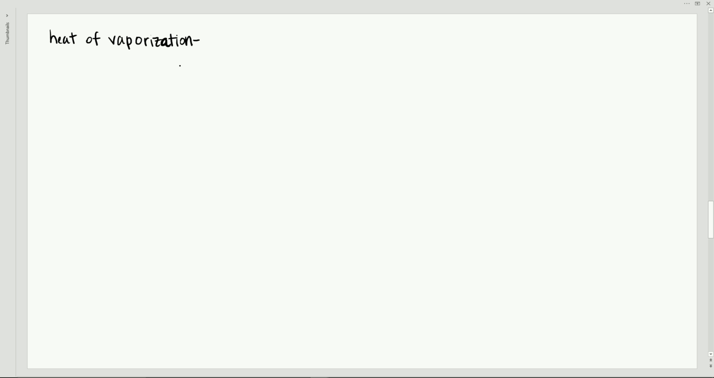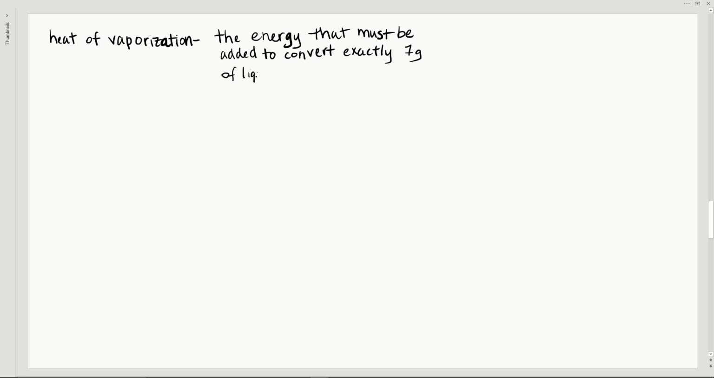So the heat of vaporization is defined as the energy that must be added to convert exactly 1 gram of liquid to gas at its boiling point.